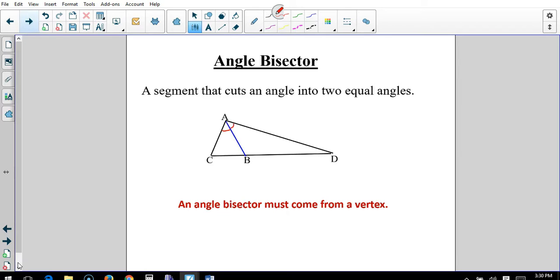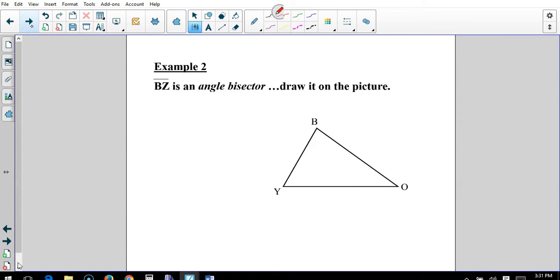Angle bisector: a segment that cuts an angle into two equal angles. And it must come from a vertex because that's where the angle is. So notice AB cuts angle A into two equal angles. Now this we can do. BZ is an angle bisector.